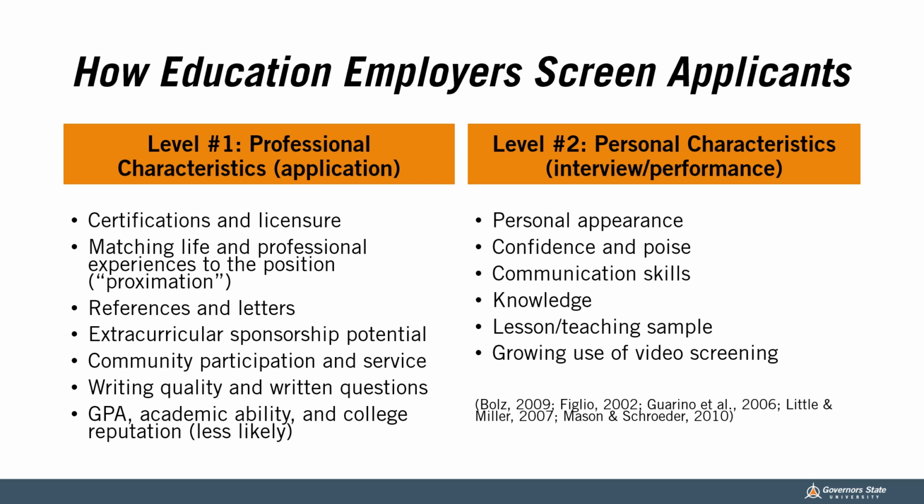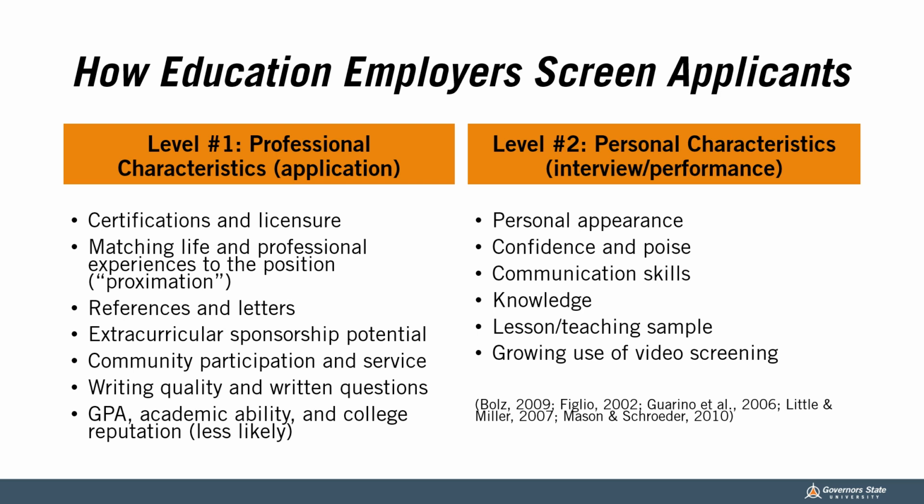Principals and school leaders are looking for these items on a professional characteristics basis. They're looking at your certifications and licensure. They're looking to match your life and professional experiences to the position. We'll talk about proximation in just a moment. They're looking at your references and letters, your extracurricular sponsorship potential, your community participation and service, your writing quality and written questions, and your GPA, academic ability, and college reputation, although the items on that final bullet are less likely. Level 2 is more about personal characteristics.